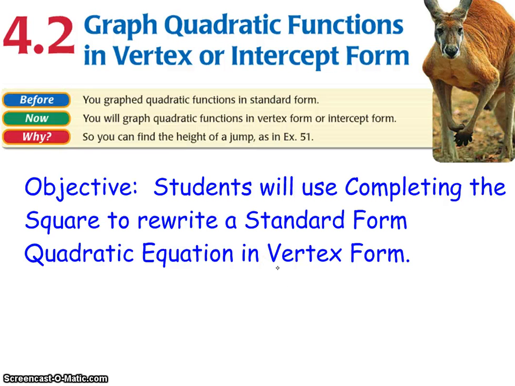Good morning, guys. Today we're going to continue our lesson on 4.2, graphing quadratic functions. Go ahead and take out your notes for that. I'll give you a few seconds.